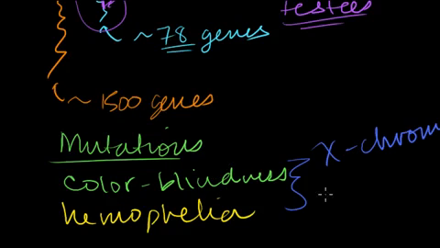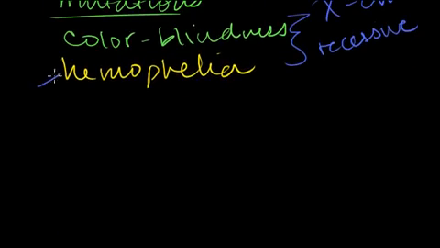And they're recessive mutations. They're recessive. So what does that mean? It means both of your X chromosomes have to have, let's take the case for hemophilia, both of your X chromosomes have to have the hemophilia mutation in order for you to show the phenotype of having hemophilia. So for example, if there's a woman, and let's say this is her genotype.